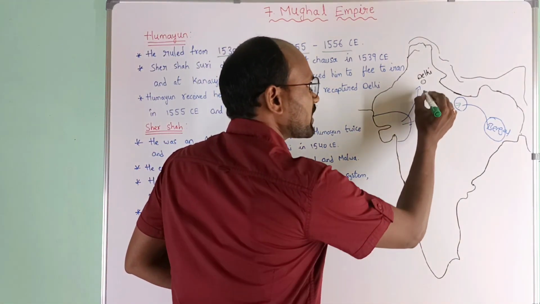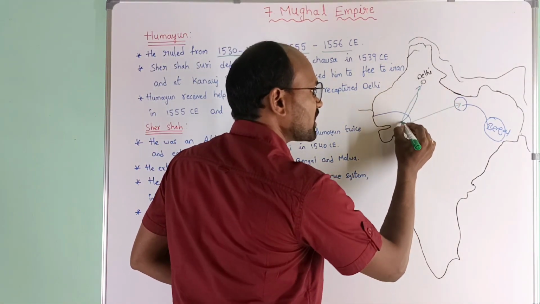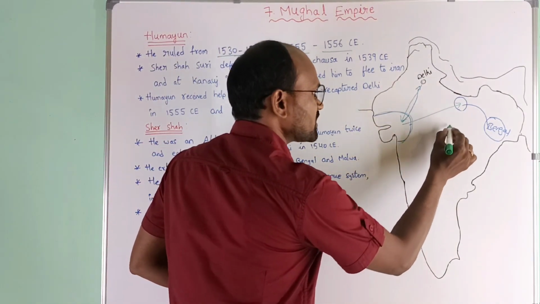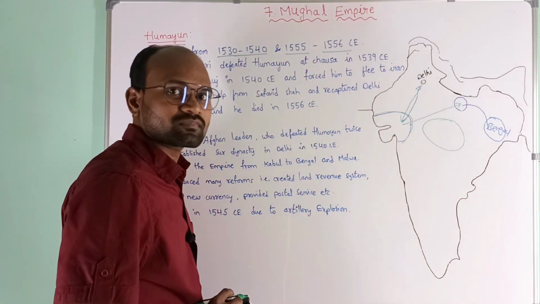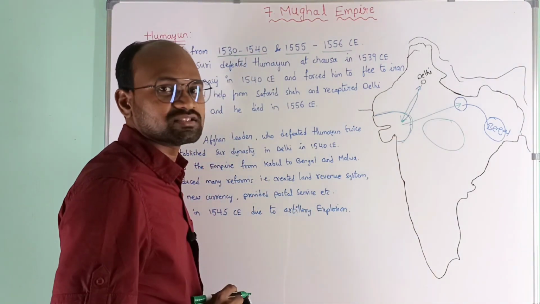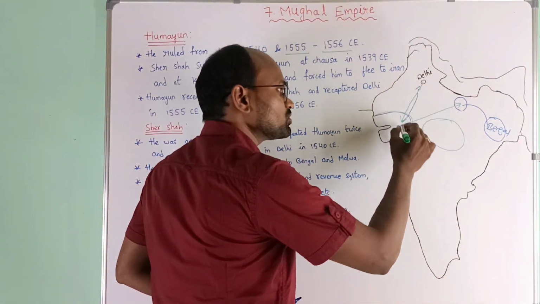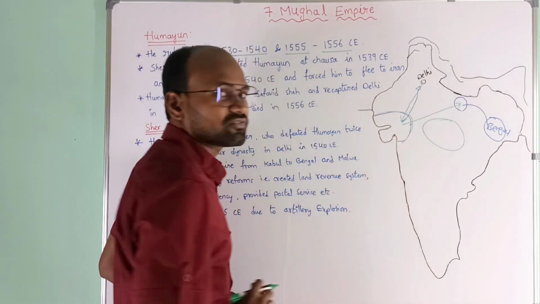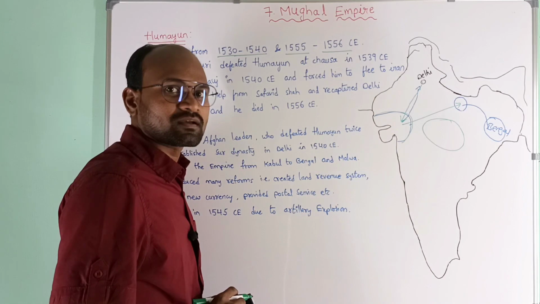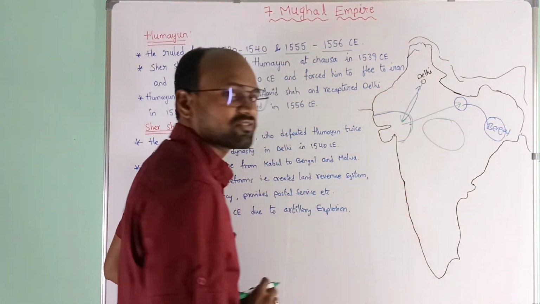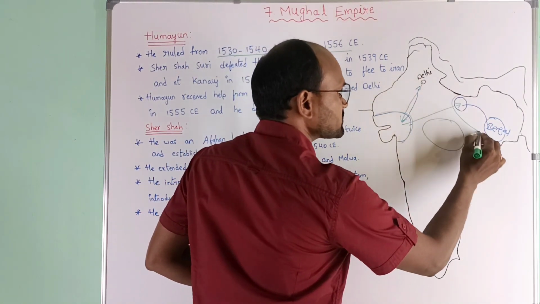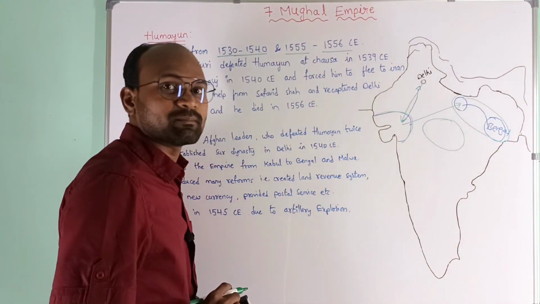So that is why Humayun defeated Bahadur Shah and occupied the Gujarat region as well as the Malwa region. But even though he occupied Gujarat and Malwa, Humayun was unable to consolidate his power in the western part of India. So he lost Gujarat and Malwa again. But in the eastern side of India, Sher Shah Suri was able to consolidate his power in both Bihar and Bengal.